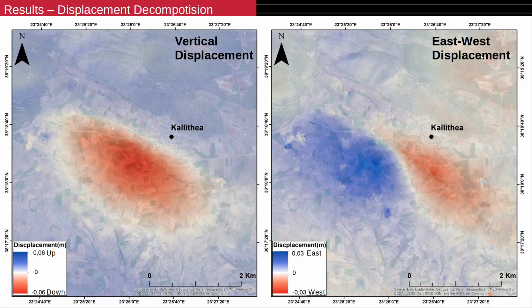Here we have the displacement decomposition products, the vertical and east-west components. On the left, as you can see, is the vertical displacement with a maximum subsidence up to minus 6 centimeters. And for the east-west component we have movements up to 3 centimeters in each direction. With blue color we can see the east movements, and with red the west.